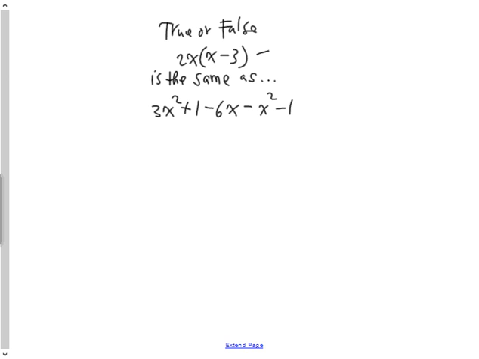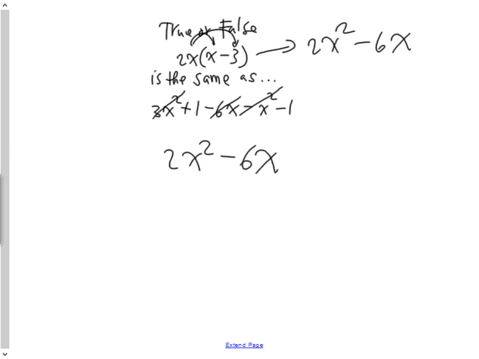So let's see. The first thing I want to do is expand this using distributive property. So I'm going to multiply both parts by this. 2x times x is 2x squared, and 2x times negative 3 is minus 6x. When I look at the bottom part, I have to gather like terms. So 3x squared and a negative x squared make a positive 2x squared. A negative 6x, there are no other x's to connect with, so it just becomes negative 6x. And those become a zero pair. So when I simplify it, I do see that indeed both of those were the same thing, so the answer is true.